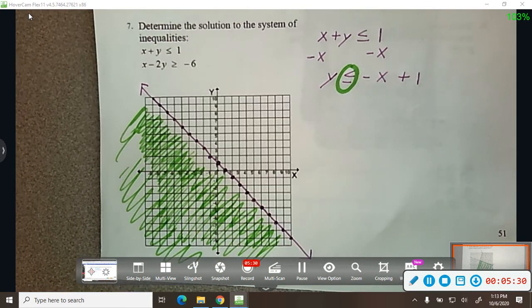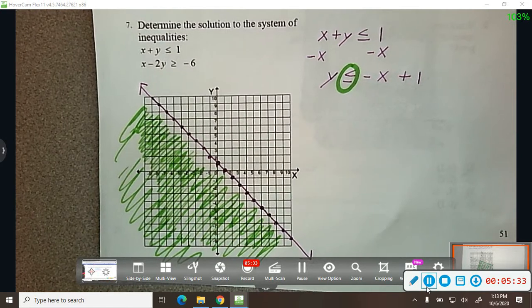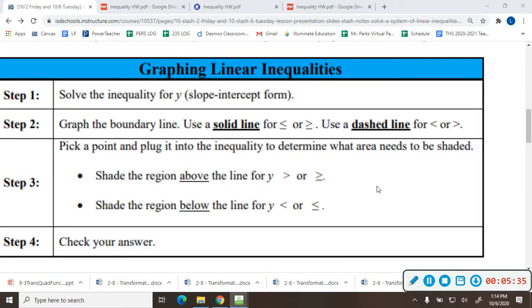Next, we're going to take the other equation. One thing that might help is this handy table. You solve the inequality for y. You graph the boundary line. That's what I've done so far. Now in my problem, I made it a solid line because we had less than or equal to. If it had just been less than, you would have used the dashed line. And then here, you shade above for greater than or equal to, and you shade below for less than or equal to. Ours was a less than or equal to, that's why I shaded below.